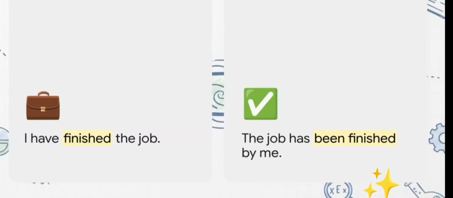Let's try it out. Let's test this on Part A, Sentence 1. I have finished the job. Our subject is I. Our active verb phrase is have finished, and our object is the job. By applying the formula, the job takes the spotlight as our new subject. Have finished seamlessly expands, injecting our secret ingredient, been, and swapping to has because the job is singular. The subject I becomes by me. The result? The job has been finished by me.